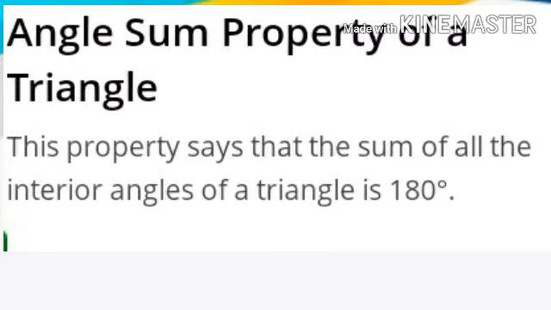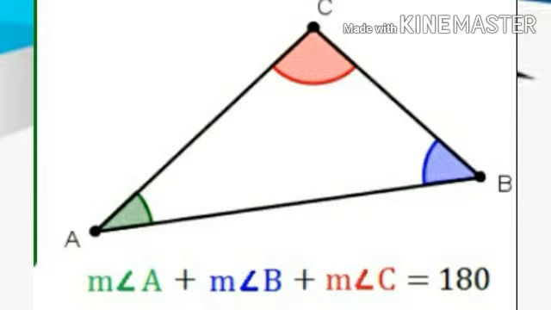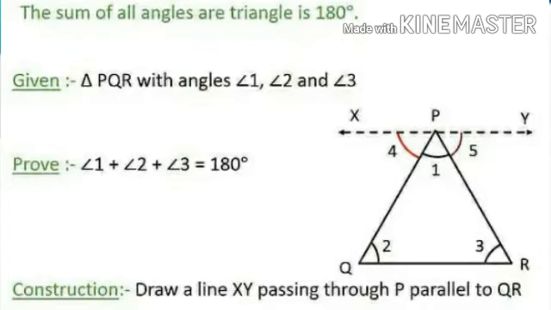Angle sum property of a triangle. This property says that the sum of all the interior angles of a triangle is 180 degrees. Measure of angle A plus measure of angle B plus measure of angle C is equal to 180 degrees. Now we can prove that the sum of all angles of a triangle is 180 degrees. Given triangle PQR with angle 1, angle 2 and angle 3, we have to prove angle 1 plus angle 2 plus angle 3 is equal to 180 degrees.